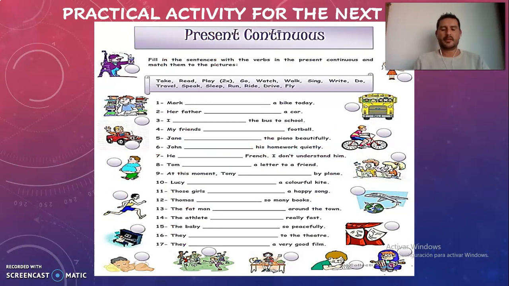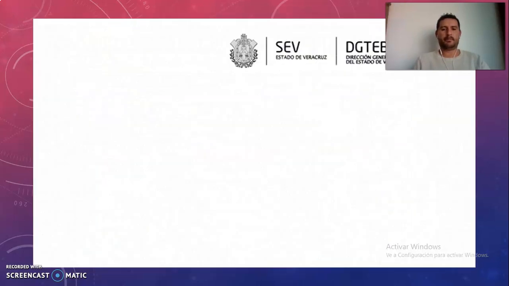Finally, I have to develop an assessment activity where the teacher can identify or determine if the students learned the concept and are able to use the vocabulary as they explained to them.